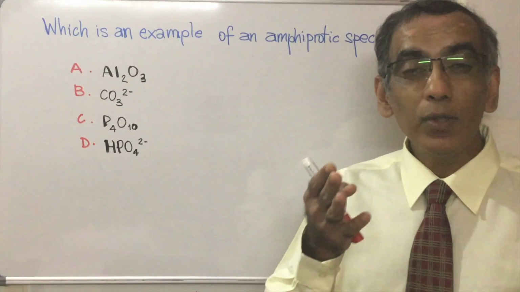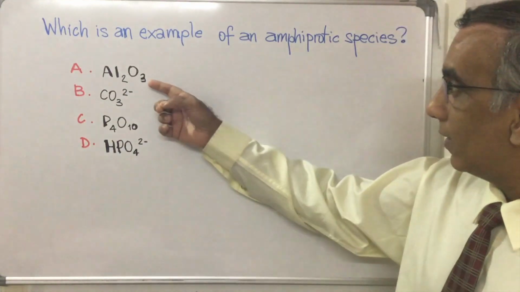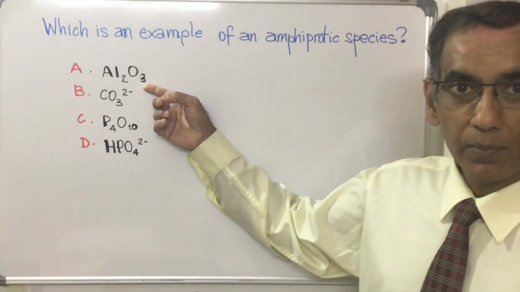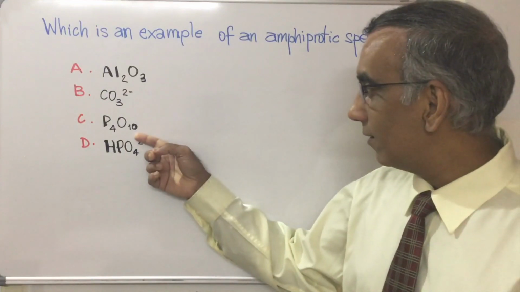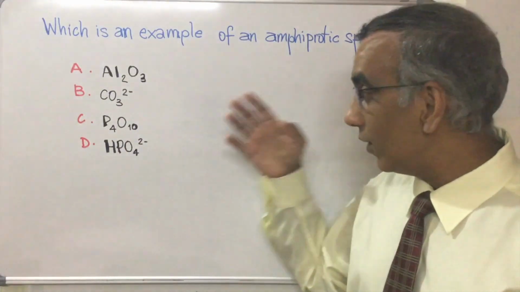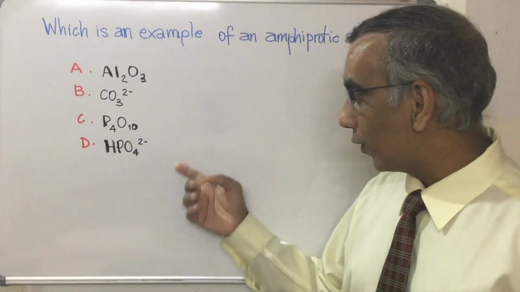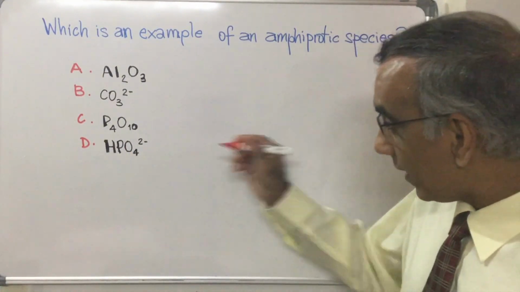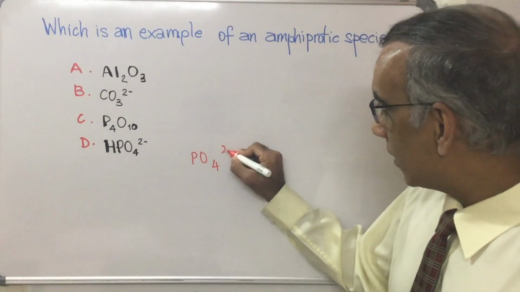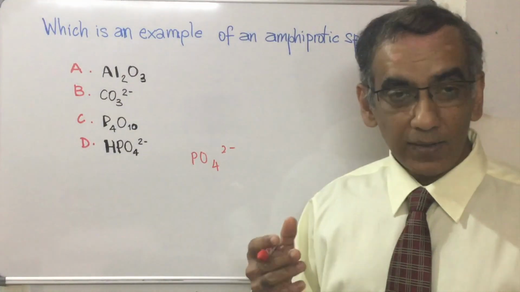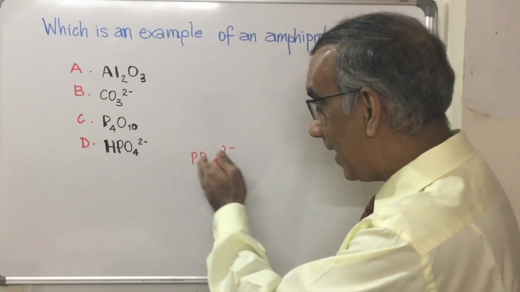Now, how could it donate a proton if it doesn't have one in the first place? Al2O3 doesn't have a proton, CO3 negative, no proton, and same for P4O10. The only species here that has a proton is HPO4 negative, and it can donate that proton and become PO4 negative. And in that sense, it can behave as a Bronsted-Lowry acid.